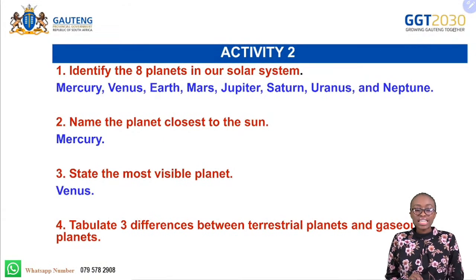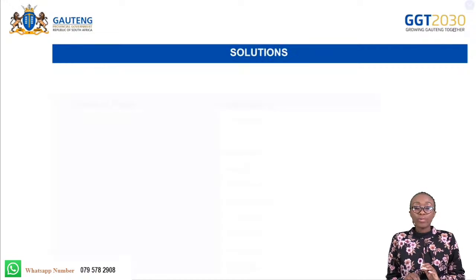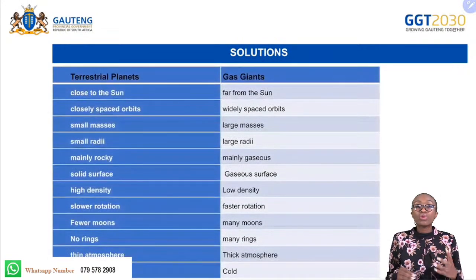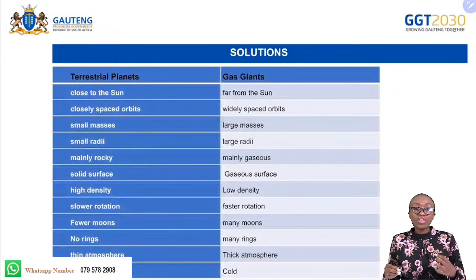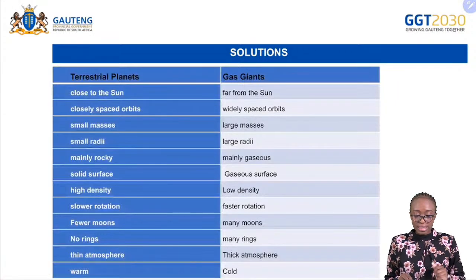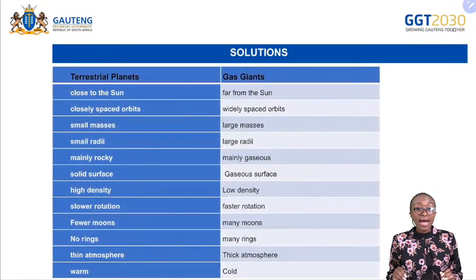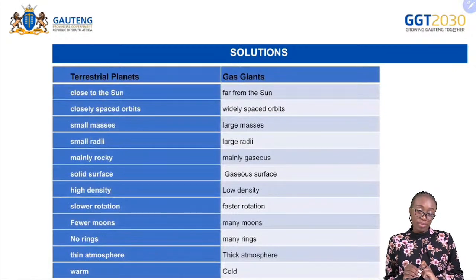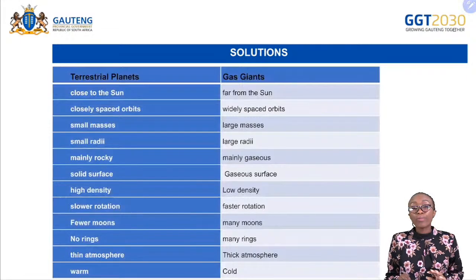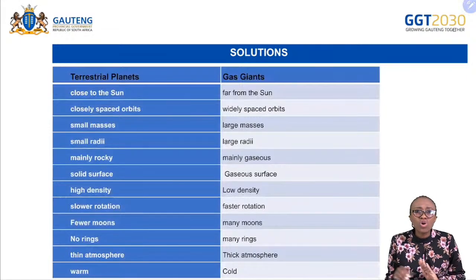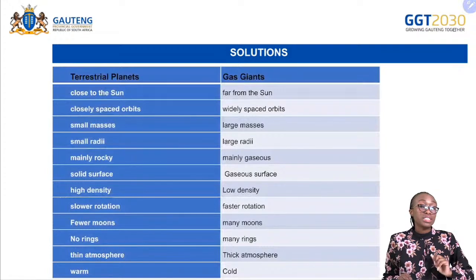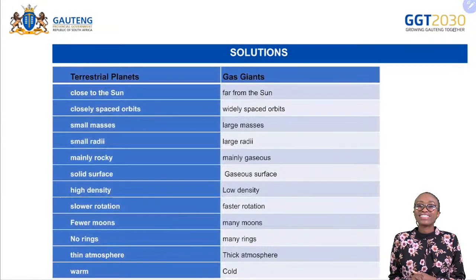Welcome back, grade 8. Now we're going to do number 4. Tabulate 3 differences between terrestrial planets and gaseous planets. I'm going to pull up a table. You're supposed to write down any three from this table to tabulate. To tabulate means to draw a table. I'm going to give you 2 minutes to quickly copy down these differences between terrestrial planets and the gas giants.